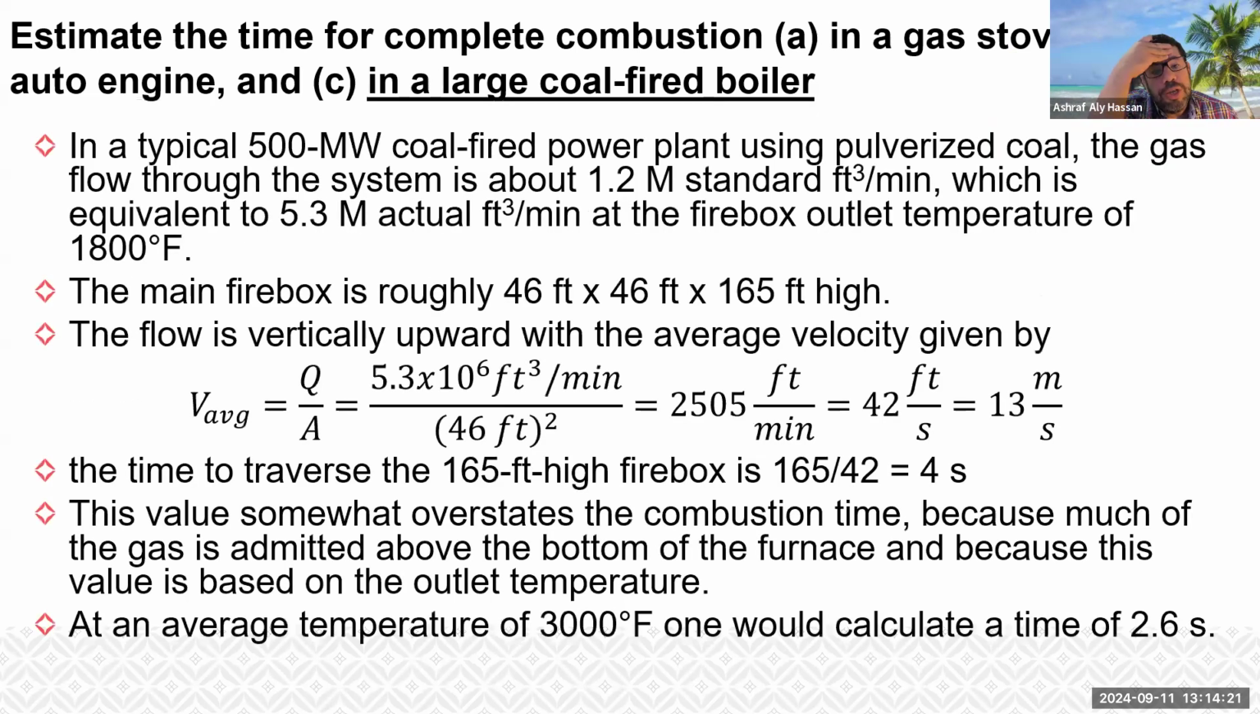Finally, the large installation of the large coal-fired boiler. This is a typical one that we use to generate electricity. For example, in a city like Al Ain, in a typical 500 megawatt coal-fired power plant using pulverized coal, the gas flow through the system is about 1.2 million standard cubic feet per minute, which is equivalent to 5.3 million actual cubic feet per minute at the firebox outlet temperature of 1800 Fahrenheit.